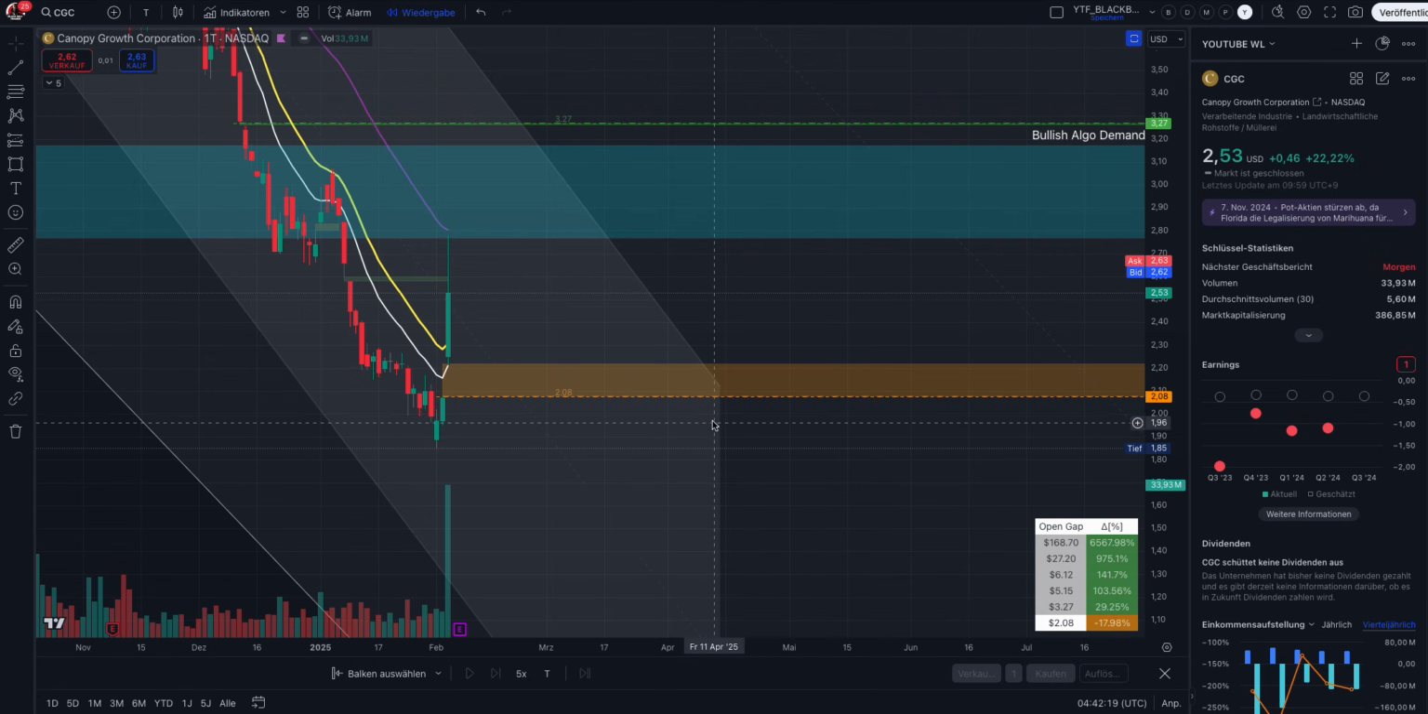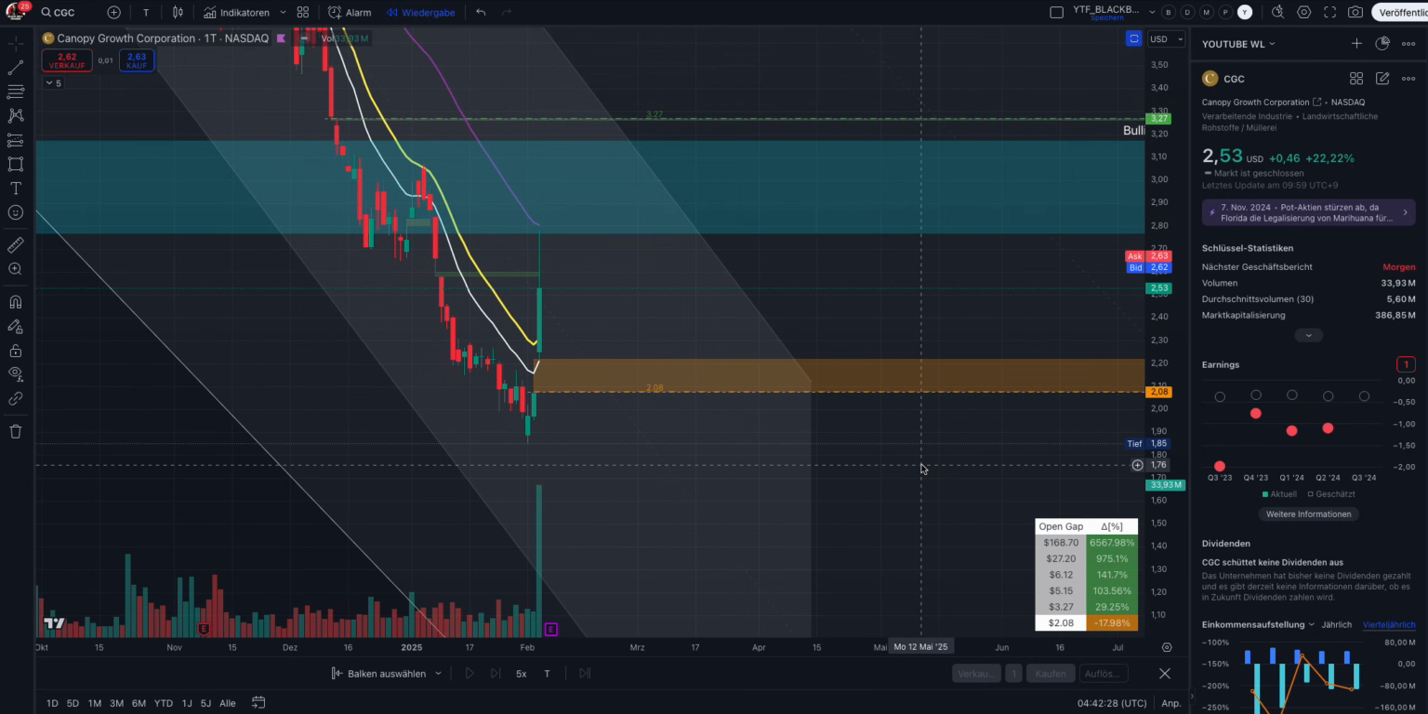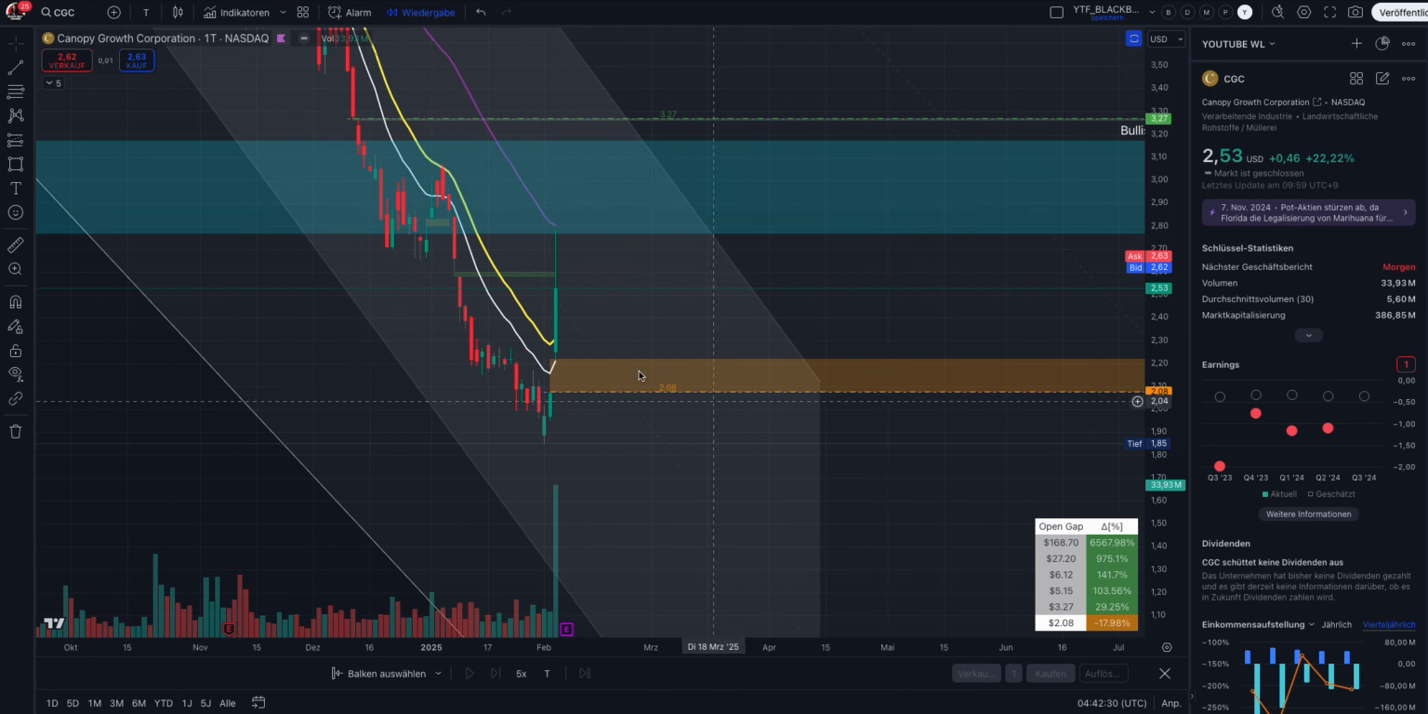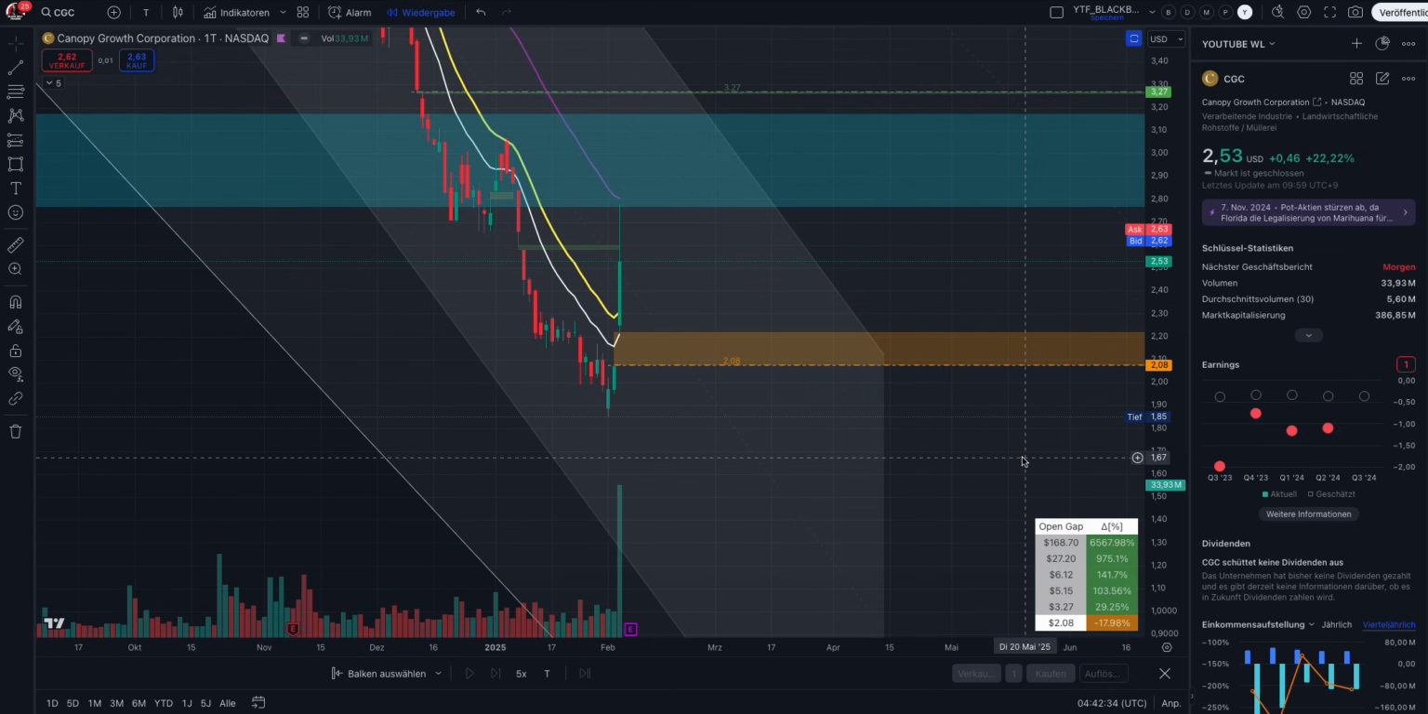The bear case is, guys, that yesterday we gapped up in the chart, and that is the problem. We had perfect volume, I love that, but the problem is that we had a gap up, and that means we have one more open gap at $2.08. So sooner or later Canopy Growth has to come down and close this gap.